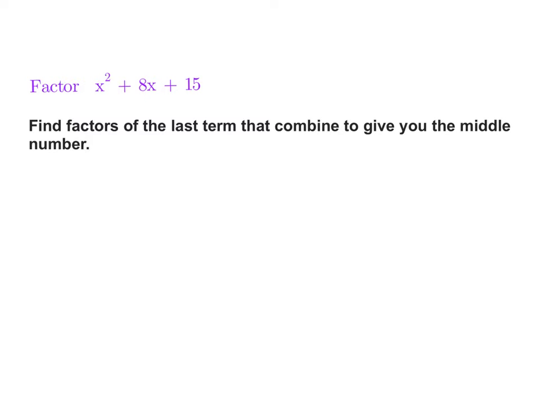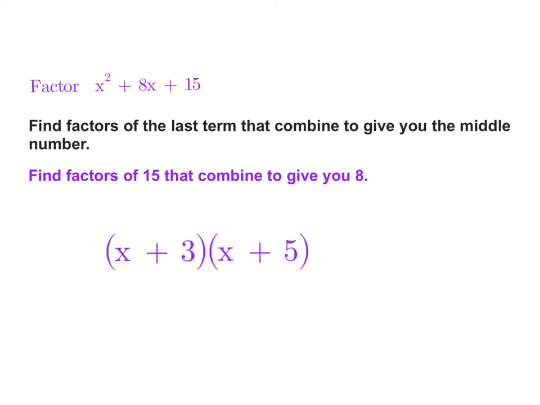3 and 5. Okay. And so all we do is you find the factors of 15 that give you 8, 3, and 5. So the front terms are the square roots of this. The last terms give me 3 times 5, which is 15, and then the outside and the inside terms, 5x, 3x, give me this 8x. You guys have done this before. Okay, and this is not an issue usually for you, and these are the easier ones.